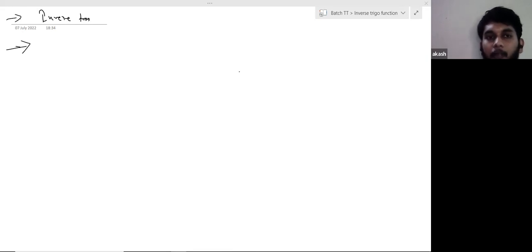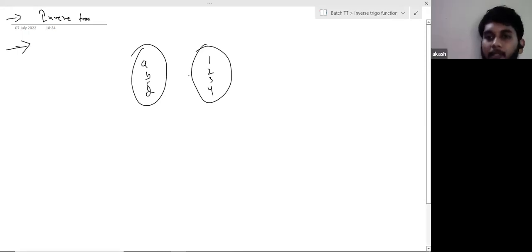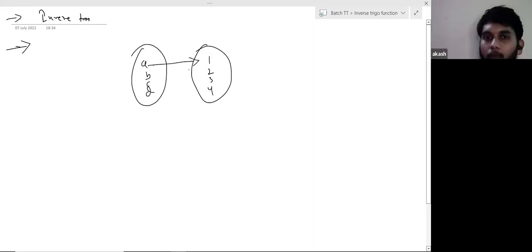So inverse trigo. What is inverse trigo? First of all, we have to understand this. Before understanding even this, we have to understand a little bit about functions. What is a function? Every function is a relation. So if I join A to 1, B to 2, C to 3, and D to 4, then I can say this is a function.